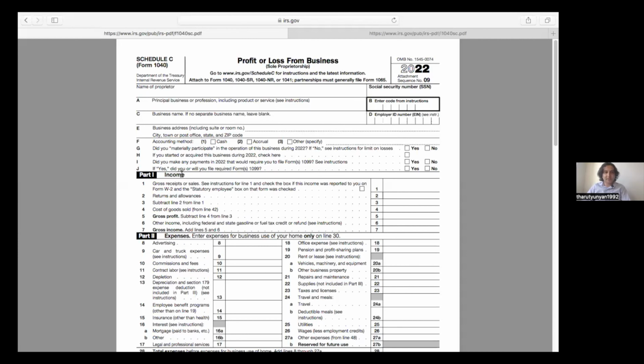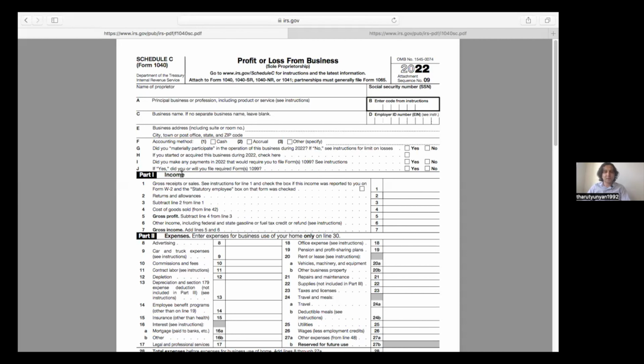Now, the most common, the most famous schedule is the Schedule C, which is used by sole proprietorships and also single member LLCs. Schedule C is used to report your income generated for small business that is not incorporated. So we are going to show you the Schedule C, and we're going to fill that out for an imaginary client.